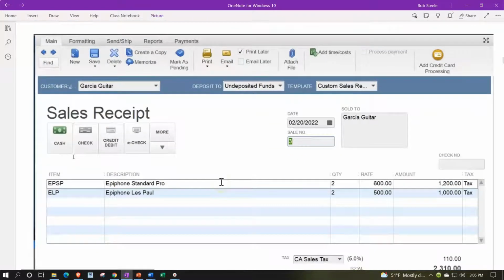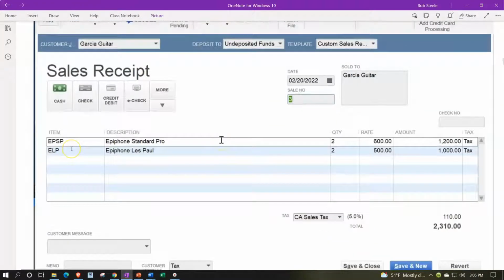So here's the rest of the sales receipt. We have the two items, an Epiphone Standard Pro and an Epiphone Les Paul, that we're imagining were purchased by Garcia Guitar in our actual store. So we're making the transaction and receiving the payment at the same point in time.